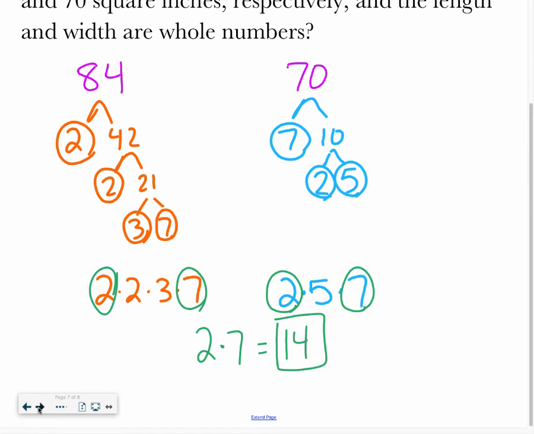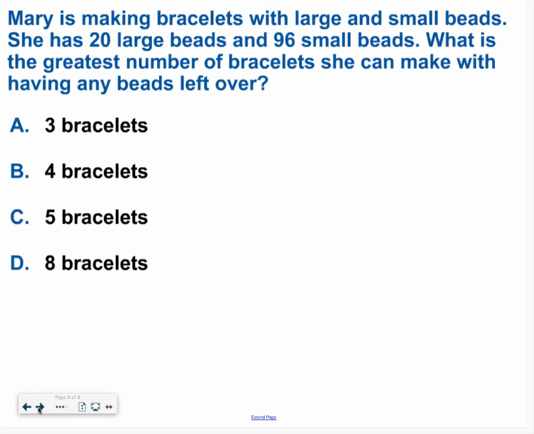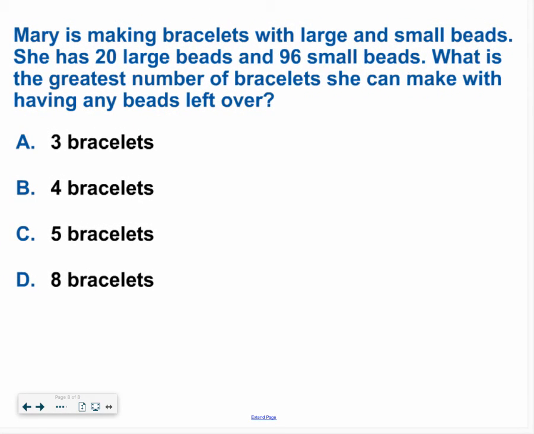Okay, go ahead and try this word problem on your own. Good luck. Hopefully you determined 4 bracelets was the greatest number of bracelets that she can make without having any beads left over. Okay?